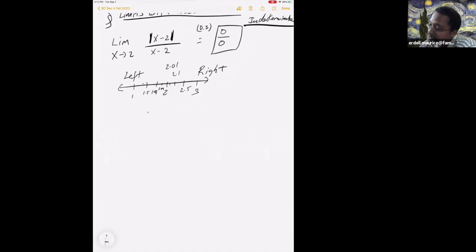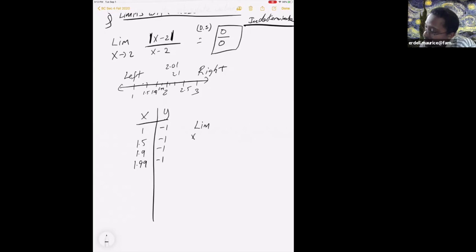So x and y, plug in 1, 1.5, 1.9. I chose this example because it works out very nicely. When you plug in all of these numbers, you get the exact same answer, -1. Isn't that interesting? And so since all of these came from the left, I can actually write this. The limit as x approaches 2 from the left for this function right here is equal to -1, because every single time I'm getting closer and closer to -1.